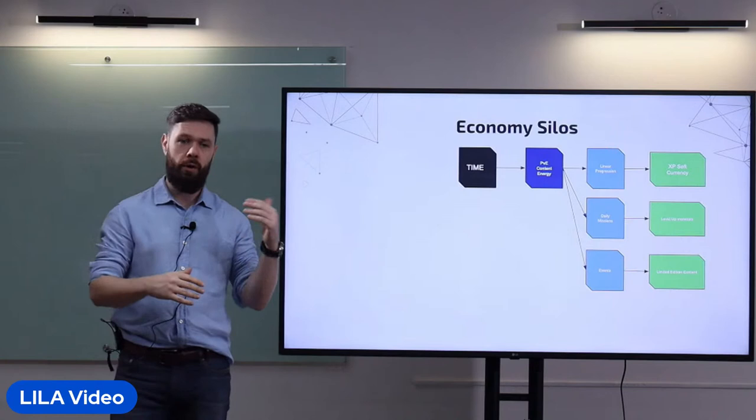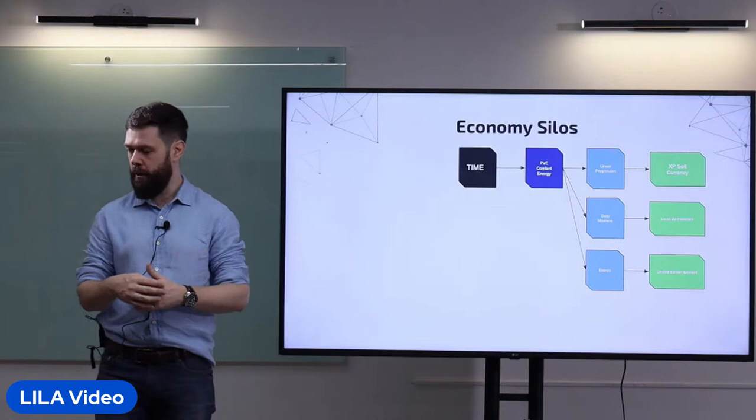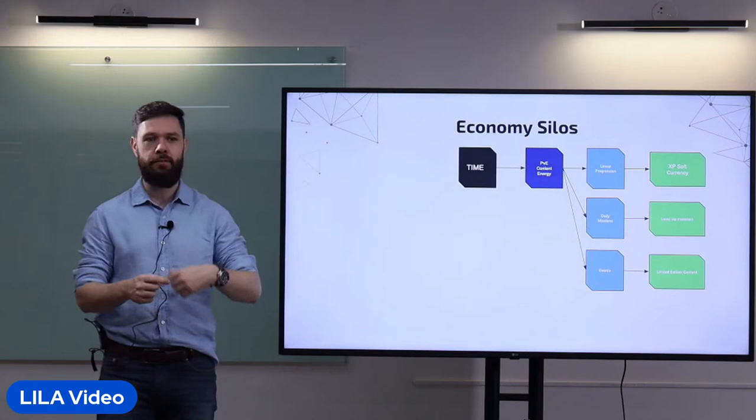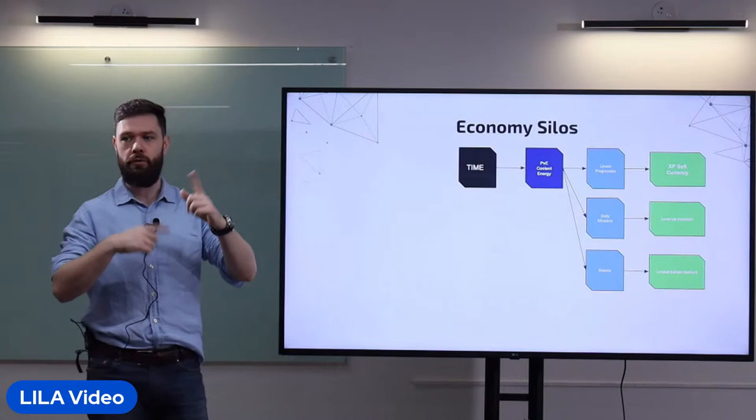What are the currencies that are required for that? What are the currencies that come out of that? How do they map together? Daily missions, what are the level up materials? What are the power-ups I'm getting out of it? What's the speed of that? How does it feed back into their linear progression? And how do those start to form a virtuous cycle with each other?